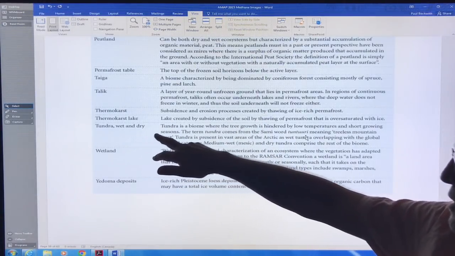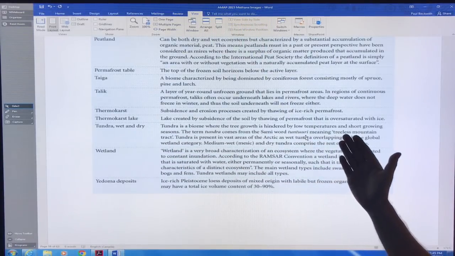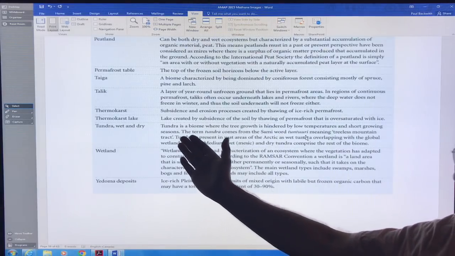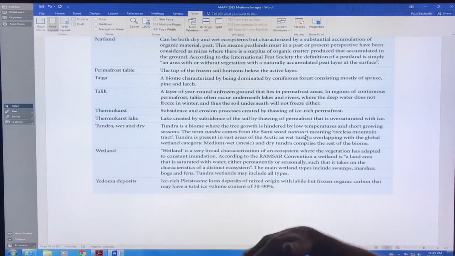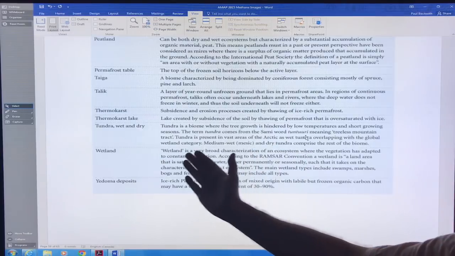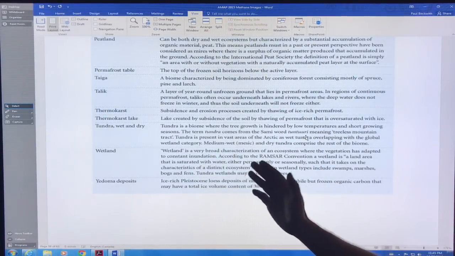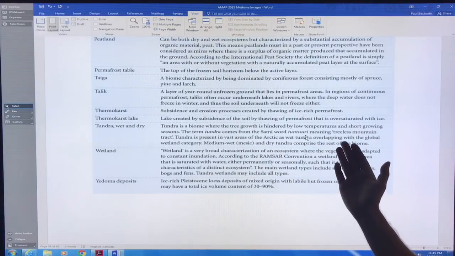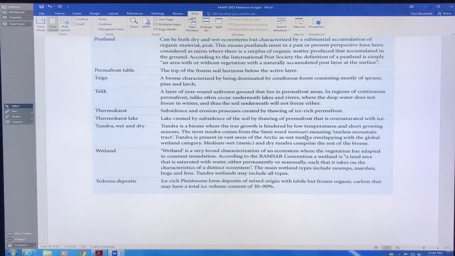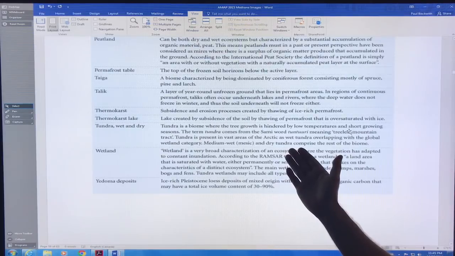Now the tundra, you can have wet and dry tundra. Tree growth is hindered by low temperatures and short growing season. So as you go further and further north, the vegetation gets shorter and shorter, eventually you just have shrubland, you can't support trees. It means treeless mountain tract. You also get it as you go up in elevation. Tundra is in vast areas of the Arctic. You have wet tundra overlapping with the global wetland category. Then you can have medium wet or mesic tundra and dry tundra.